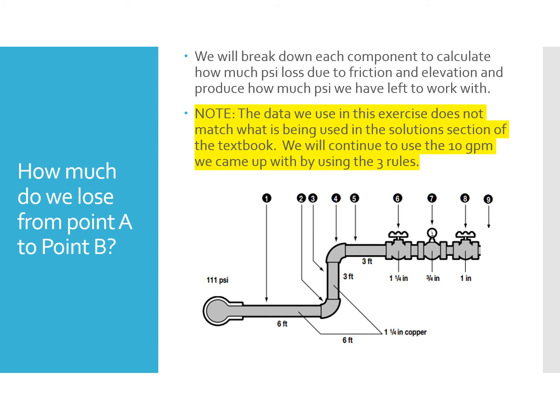So I'm also trying to be flexible. What you're going to notice is that if you were to do the exercise in the book, the solutions in the back of the book would be different from what we're going to come up with here. So basically, we're going to continue using the 10 gallons a minute that we came up with by using the 3 rules. What's different is they have switched the numbers from using 3/4 inch to using 1 1/4. So we're going to keep the 10 gallons, but we're going to move to the 1 1/4 copper. So here we go.